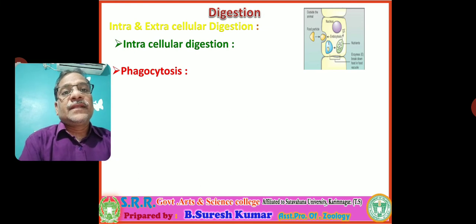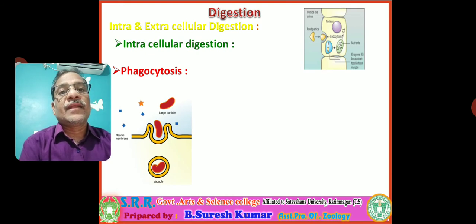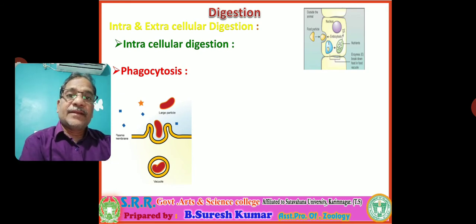The intracellular digestion mainly includes intake of the food material into the cell, which is mediated in two ways: phagocytosis and pinocytosis. You observe phagocytosis in this visual. The solid food particles enter across the cell membrane, and by invagination of the cell membrane along with the food particle, it gives rise to a vacuole that contains the food particle. That vacuole is called a phagosome. The entire phenomenon is termed phagocytosis.